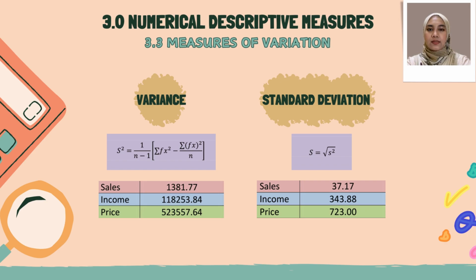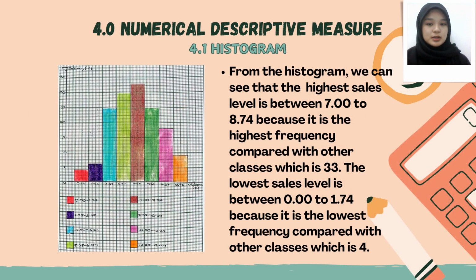Range for sale is 1381.77, income is 118253.84, and price is 523557.64. Next is variance that has been calculated using the formula shown in the slide. So variance for sale is 37.17, income is 343.88, and price is 723.